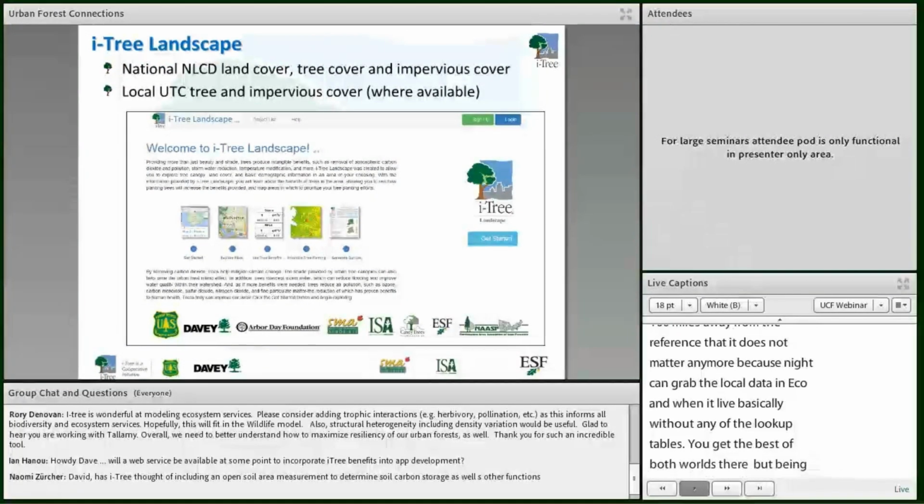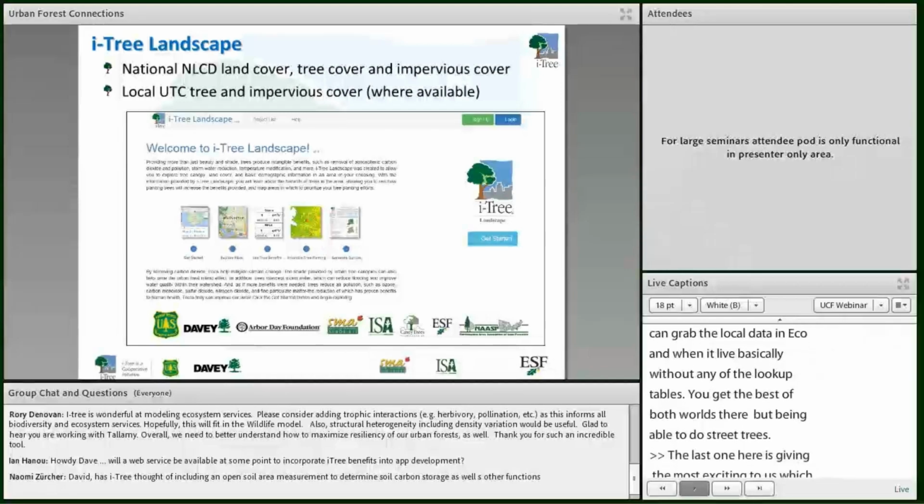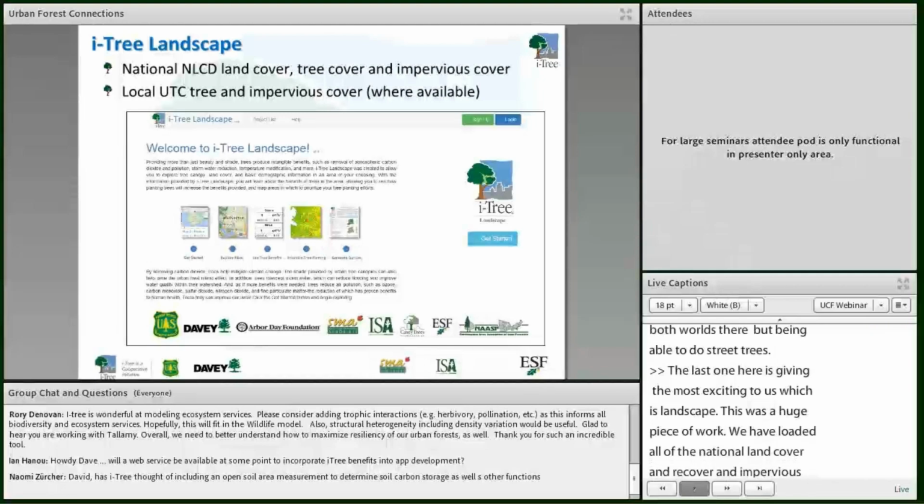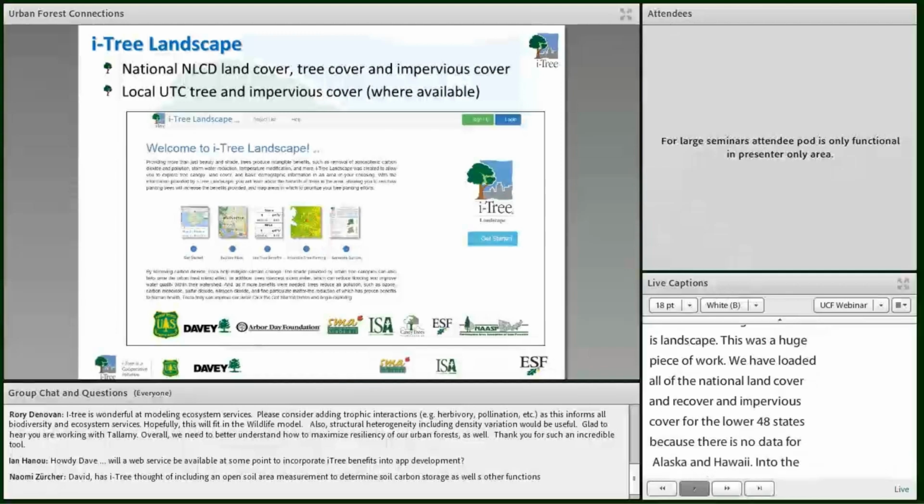Last one here. This, to me, is the most exciting to us, is landscape. And this was a huge piece of work. We've loaded all the national land cover, tree cover, and impervious cover for the lower 48 states, because there are no data for Alaska and Hawaii, into this system. And where available, the local UTC data, which is that high-resolution tree cover maps and impervious cover maps, into this system.